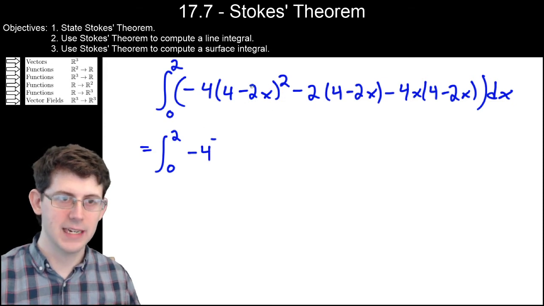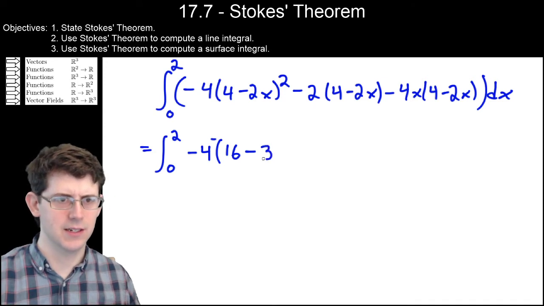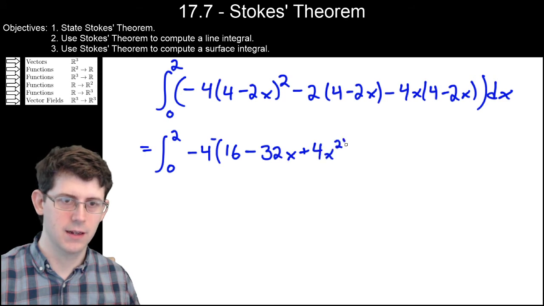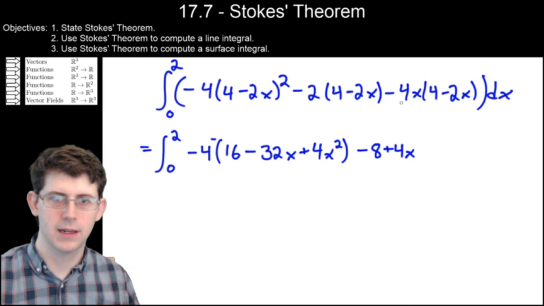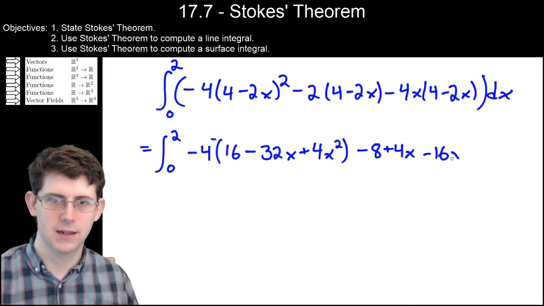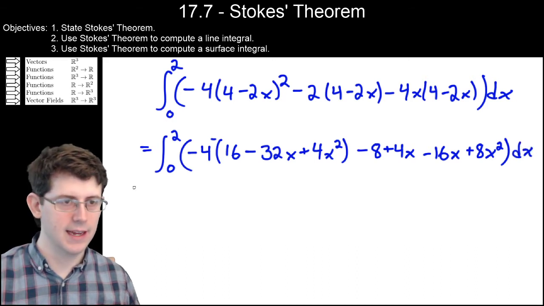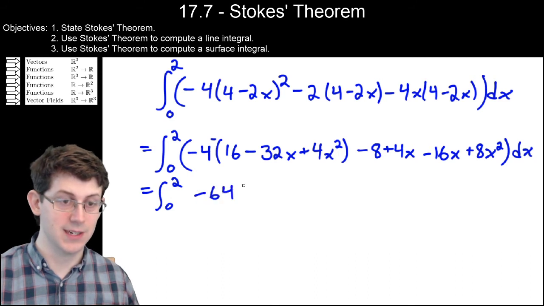Okay, 4 minus 2x, the quantity squared, is 16 minus 2 times this, that's 32, plus 2x squared. Distribute this minus 2. And distribute this minus 4x. Then I need to distribute this minus 4, and I can finally collect some like terms. This one does not look like it's going to be 0.